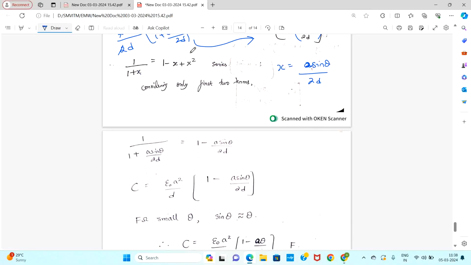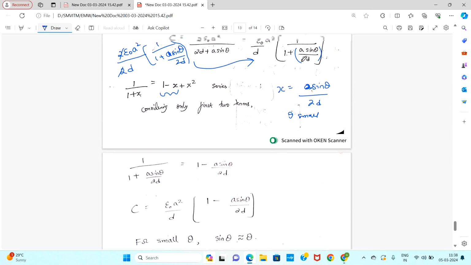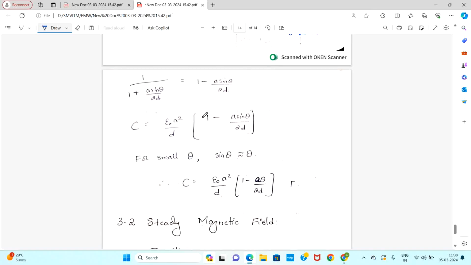So if I apply the similar series expansion to this, I will be getting 1 minus A sine theta by 2d plus A sine theta by 2d the whole square minus A sine theta by 2d the whole cube, and so on. And since they have told that theta is a very small value, higher power terms can be neglected. And I will take only the first 2 terms, 1 minus x. So in place of x, I have substituted this. So this is the equation I got. So I'm going to replace it in the capacitance. Instead of 1 by 1 plus this value, I have replaced it with the series expansion.